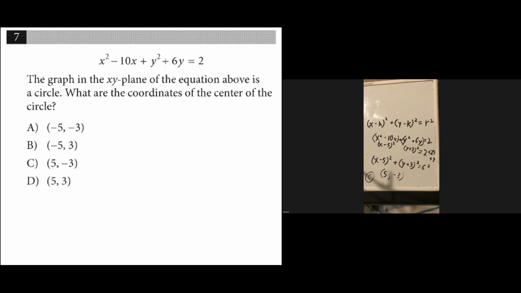So there's someone typing in the chat, telling me they got some other answer. 5, 3. Okay, let me put it in Desmos and I can show you.